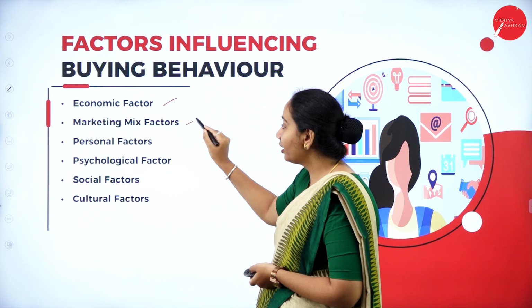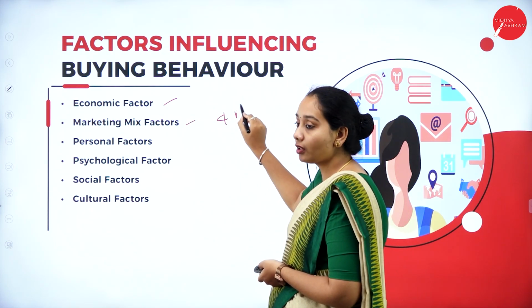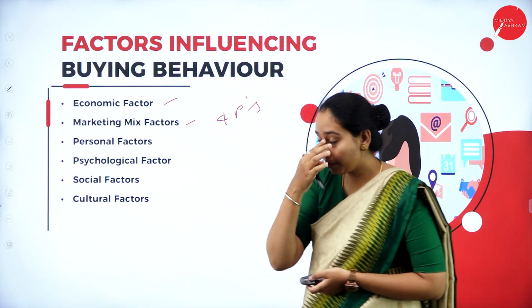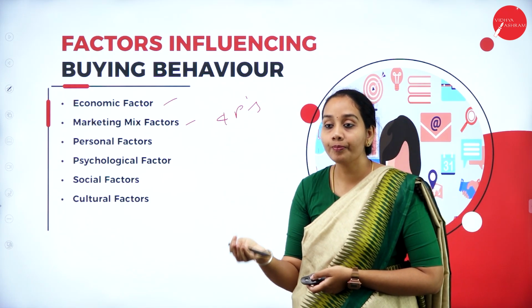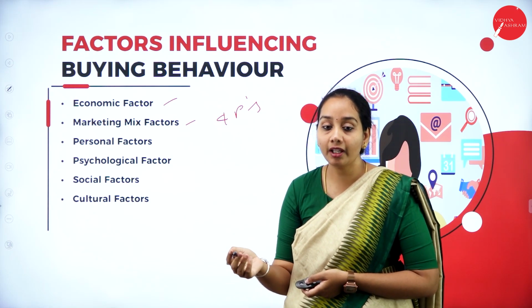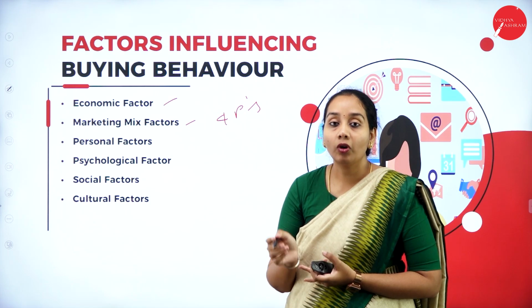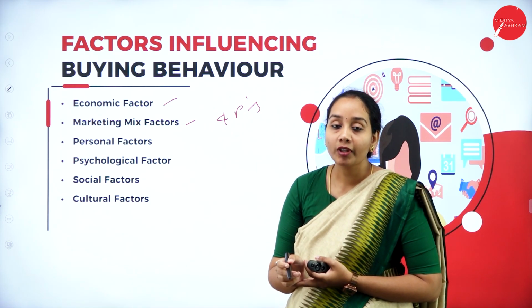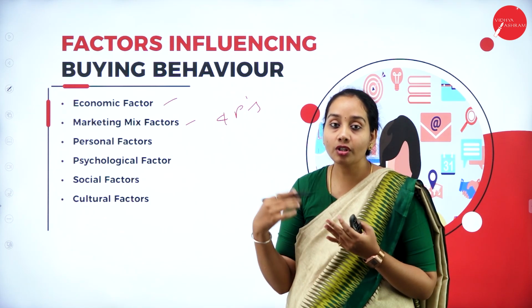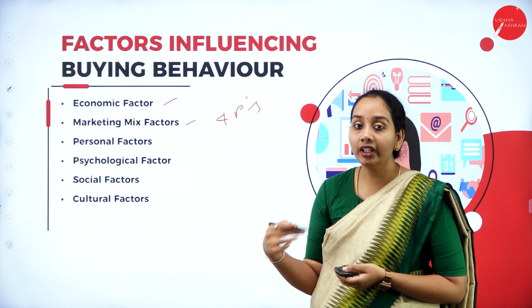Next is about marketing mix factors. You know the marketing mix, the 4 P's of marketing: price, place, product and promotion. These are also important factors for influencing consumer behavior. What kind of product it is, where it is available, what kind of promotions there are, and what the features of the product are. All these are important in influencing a consumer.